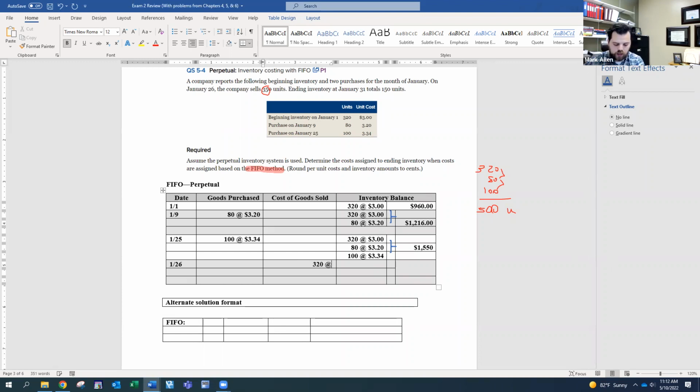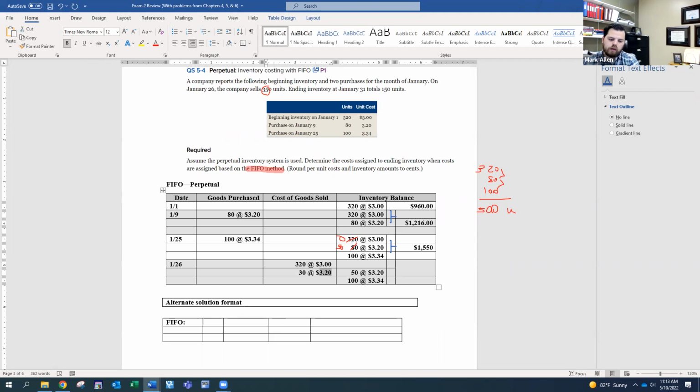These 320 at $3. But that's not all, right? I sold 350 units, not 320 units. So I need 30 more units. And my solution is I come down to the next layer. So at this point, this layer now has 0 units. But now I need 30 more. So I'll sell 30, which will leave me with 50 units here. So I'll sell 30 at $3.20. And then my inventory balance will be 50 at $3.20 and 100 at $3.34.